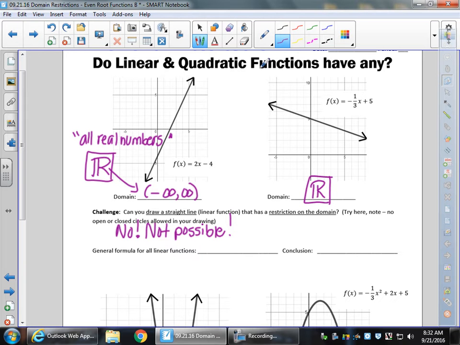What's my general formula for linear functions? F of x equals mx plus b. What's our conclusion for all linear functions? What's my domain? Always. No matter what kind of line. Increasing, decreasing, doesn't matter. What's my domain? All real numbers. Negative infinity to infinity. Or all real numbers. No restrictions.